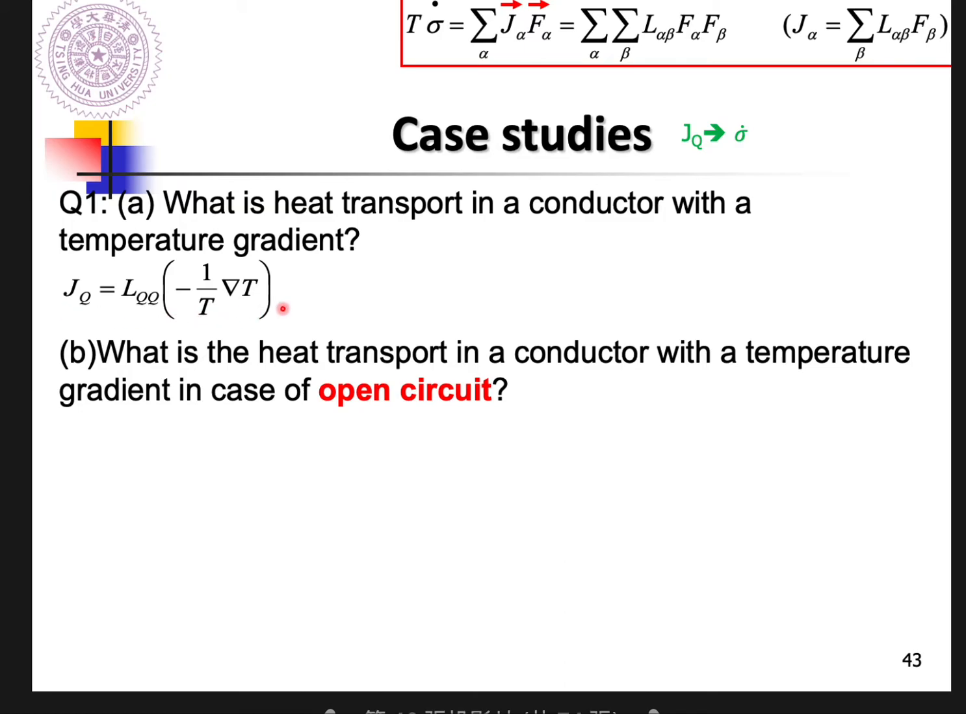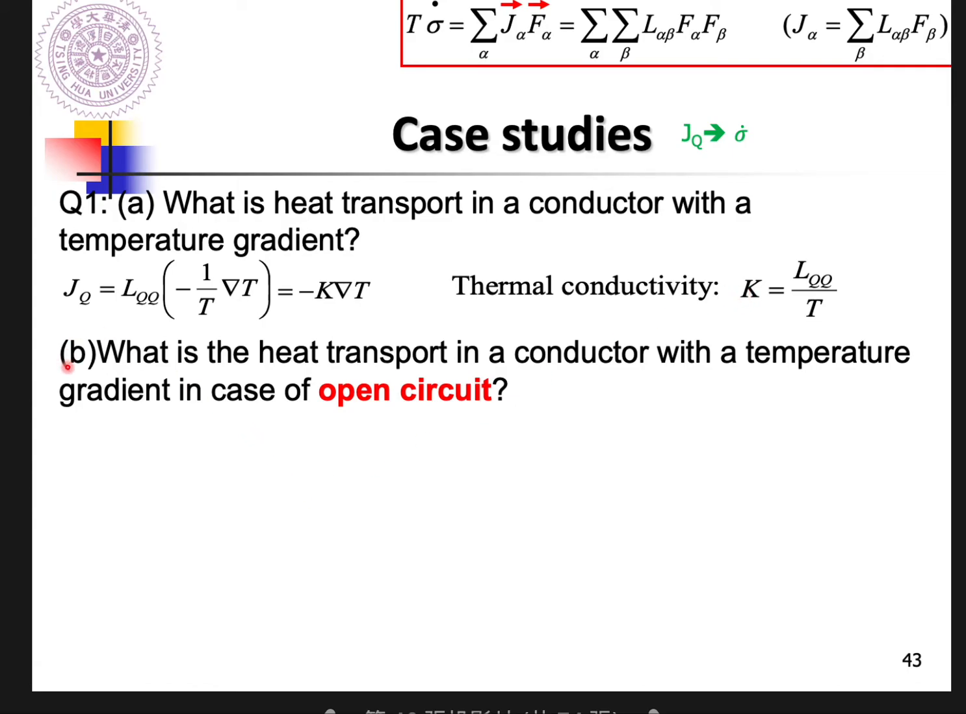And next, based on Fourier's law, you know the heat flux equals minus kappa times the temperature gradient, right? So if you compare these relationships, you can see that L capital Q equals kappa times T. So the thermal conductivity equals L capital Q divided by T. So the direct coefficient L capital Q is linear with the thermal conductivity.